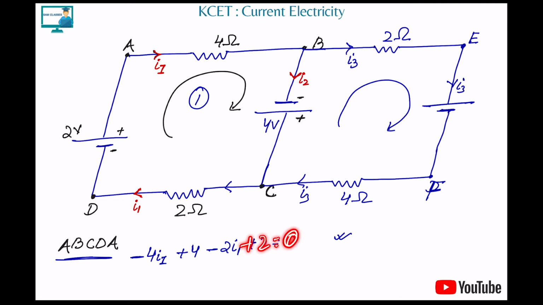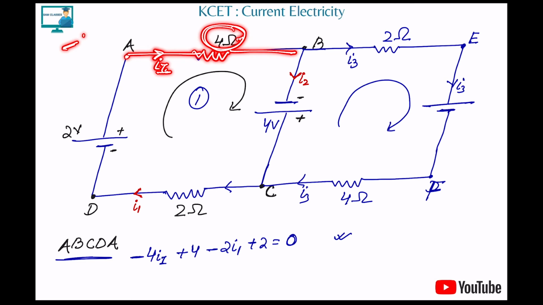Correct? So everybody, I think you got this concept of how to apply the KVL. So again, understand: from A I'm going, my direction is from A to B. The current direction is also the same, A to B. So if we are both going in the same direction, the voltage drop here will be minus IR. The current was I1, and R is the resistance, that is 4 ohm. So minus 4 I1.